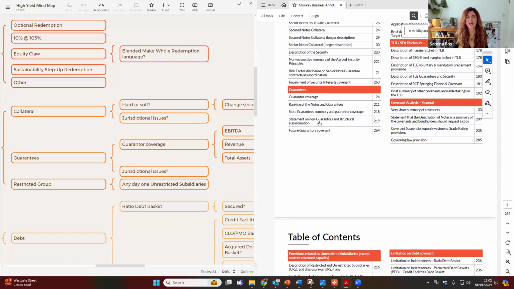As I said before, this annotated OM is available to Fox Legal Training students, and they can go through and have a look at all of these different aspects of the guarantees.